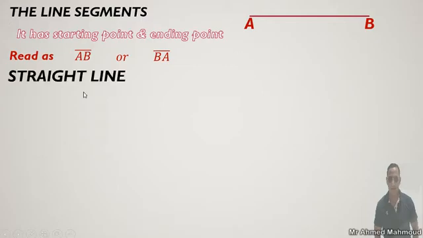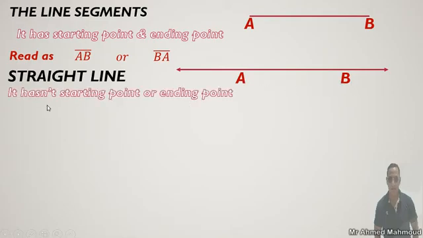Next we have the straight line. The straight line is a line segment like this extended from two directions, from the right direction and from the left direction, with no end. If we have two points like this on the straight line, then we can say that it has no starting point or ending point. It is read as straight line AB or straight line BA. Of course, the straight line has no length. We can't find the measure of the straight line.